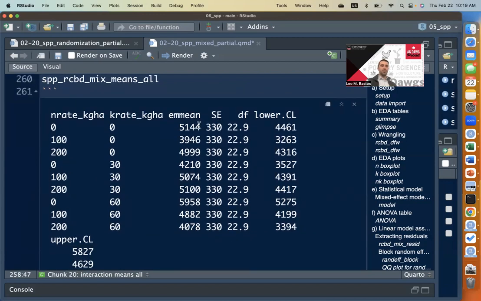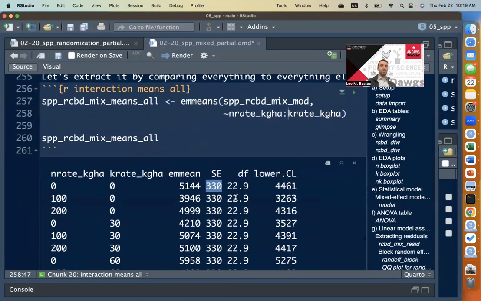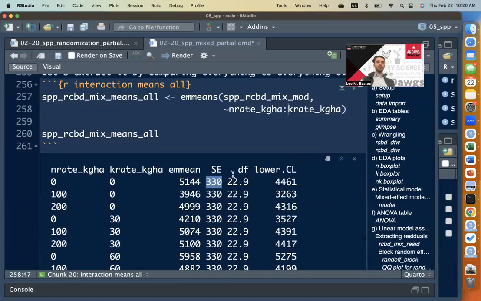We see here we have this standard error of these means. And what's interesting is that since we are getting the means from the interaction, this error that we're seeing on these means is coming partially from the whole plot error and partially from the split plot error, because we are asking for means that are an interaction between those two levels that are at different unit sizes. So this error here is a combination of those two errors.